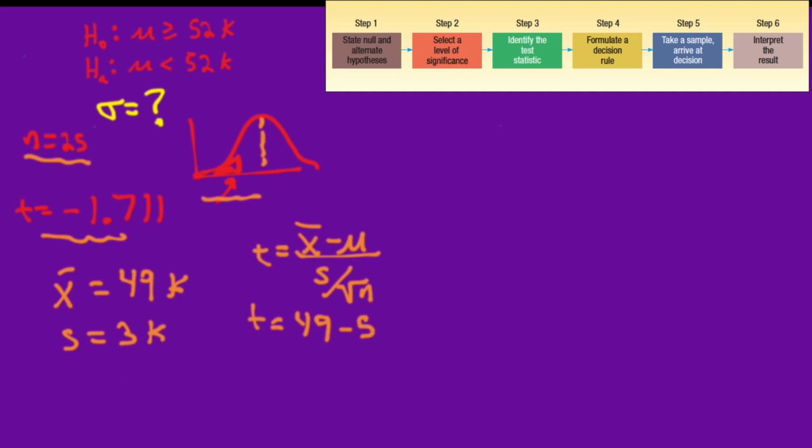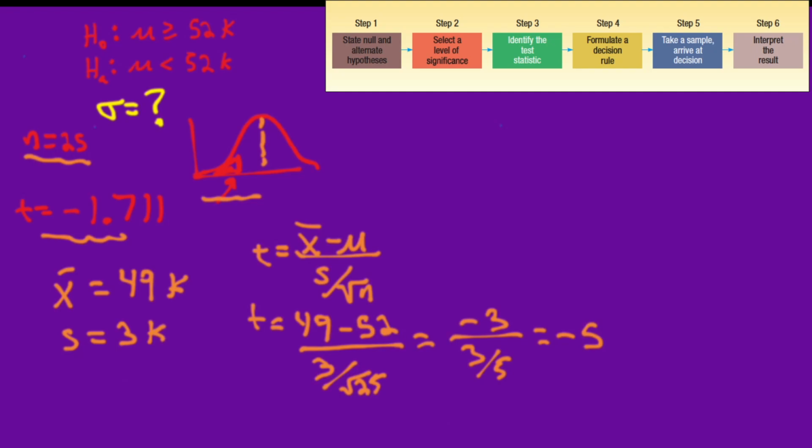I'm just going to drop the k here. At the end of the day, it's not going to change the end result if I put 3 zeros after everything. So we get 49 minus 52, and then divided by 3 over square root of 25. Okay, so this becomes negative 3 over 3 over 5, which, if I do rearranging correctly, should give me negative 5.